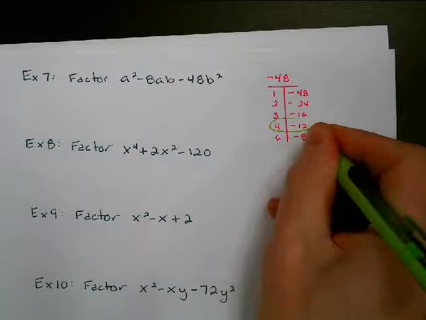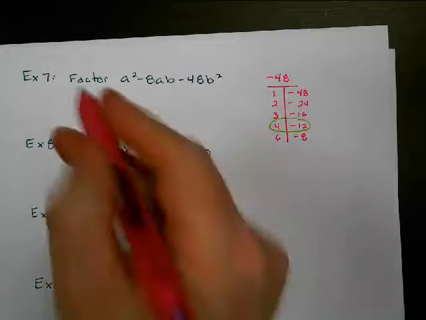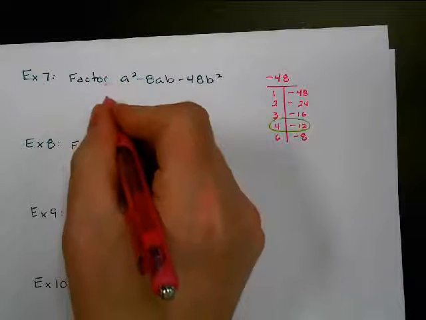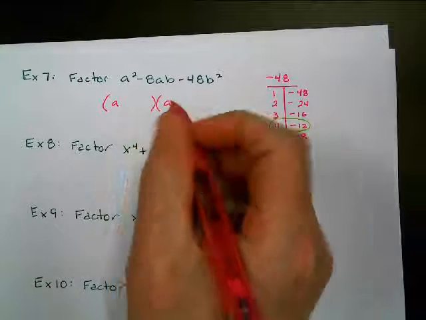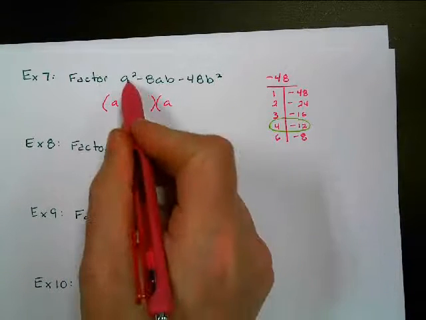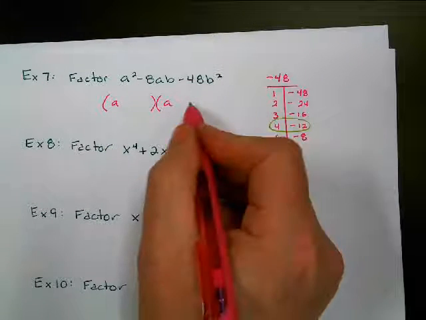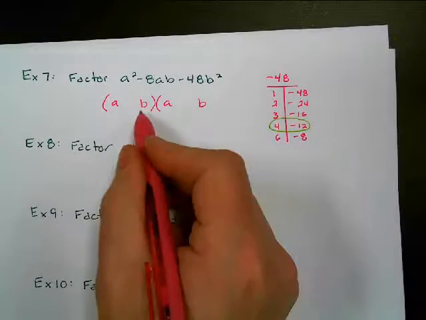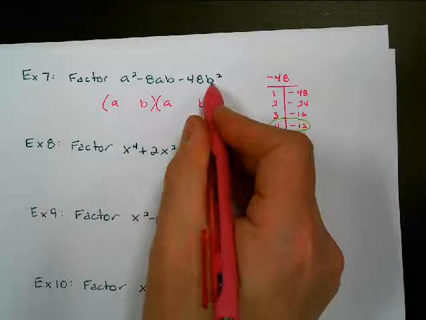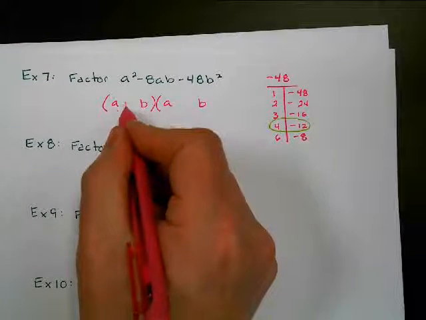All right, so I've ignored the B up till now. Now I know that my starting letter has to be A, because A times A is A squared. Now this ending number has to be B squared. So I need a B at the end here and a B at the end here, because B times B would be B squared. And then one of the numbers is going to be plus 4B. The other number is going to be minus 12B.